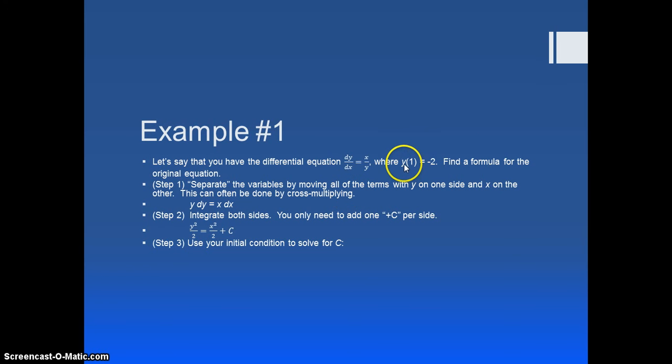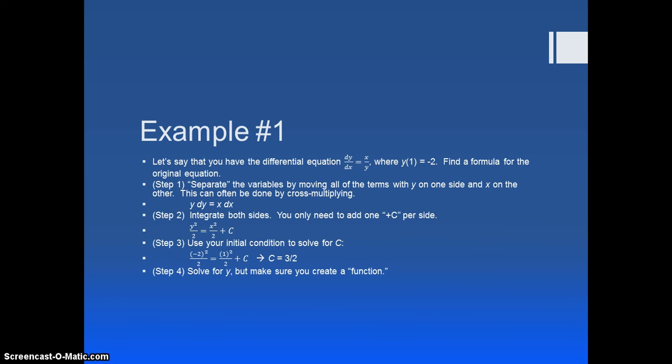One of the things, if it's written in this format, you've got to be very, very careful about which is the x and which is the y. So make sure that you're paying attention to what the input is and what the output is. So in this case, we plug negative 2 in for y and 1 in for x. We get negative 2 squared over 2 is equal to 1 squared over 2 plus c. Solving that arithmetic, we get c is equal to 3/2.